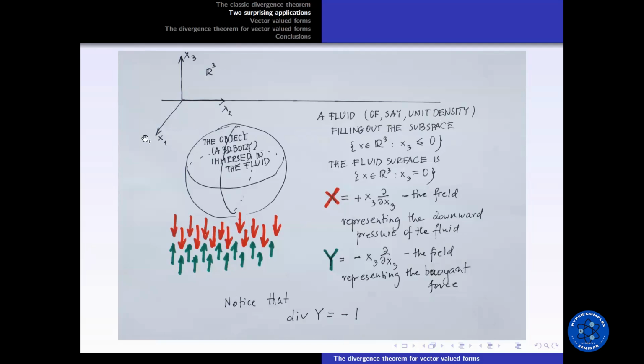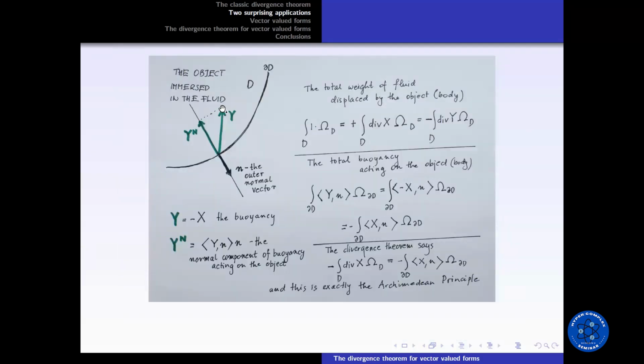Everything which is under the plane x1, x2 is under the water. In particular, we have an object being under the water. And here we have two vector fields, x, which is red, and y, which is green, with the same formula as before. Note that the divergence of y is -1, because of this formula. Now, for the buoyancy, we have a sketch of the boundary, and we have a point and the vector normal to the boundary.